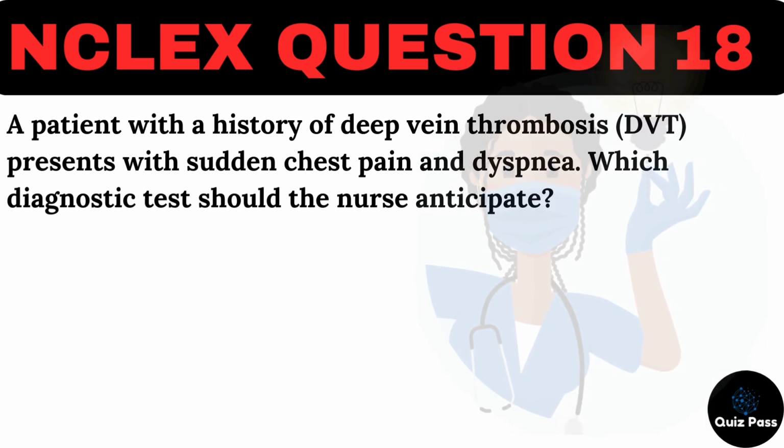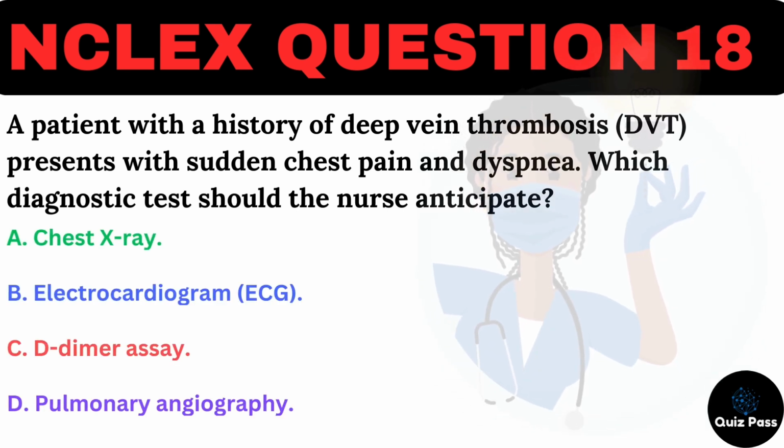A patient with a history of deep vein thrombosis, DVT, presents with sudden chest pain and dyspnea. Which diagnostic test should the nurse anticipate? A. Chest X-ray. B. Electrocardiogram, ECG. C. D-dimer assay. D. Pulmonary angiography.